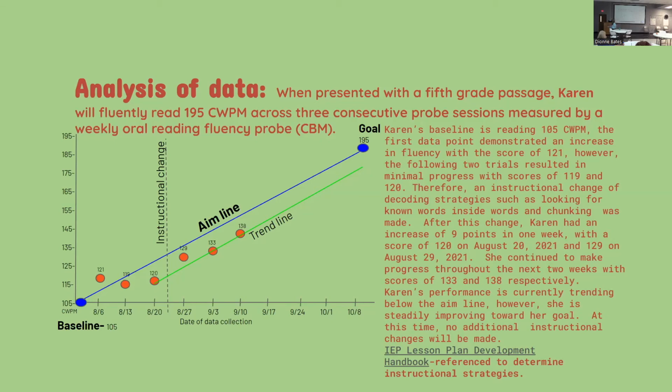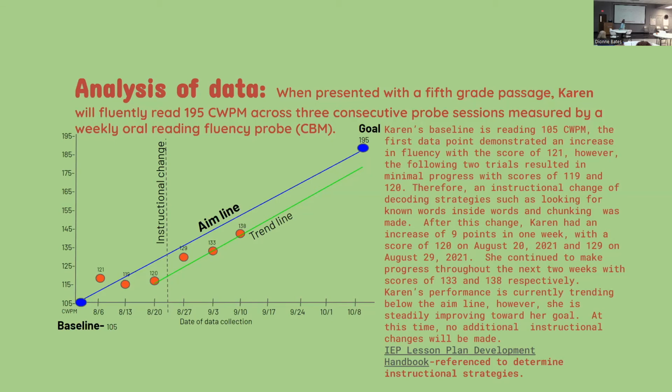So we say that she is trending below the aim line because she's still below her aim line, but she is steadily improving toward her goal. At this time, no instructional change needed to be made, right? We're saying that the strategy that we taught her is working for her. Now, I bet you if we go back and look at Karen, she's in the 8th grade or she's in the 9th grade and she's reading on a 5th grade passage, right? So Karen's got some room to improve.